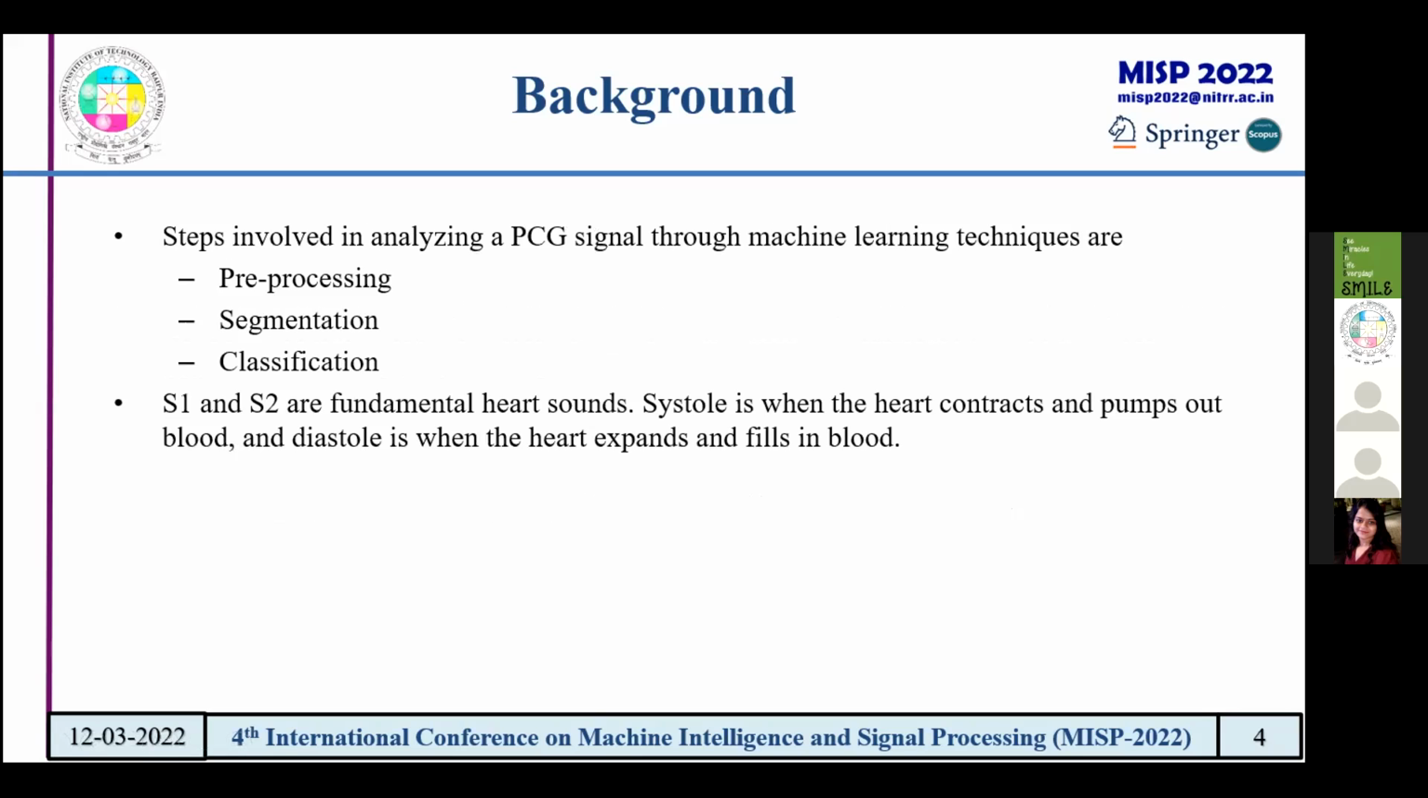So for analyzing any PCG signal for prediction of heart disease, mainly three steps are required. One is pre-processing, second is segmentation of the audio signal, and the third is classification. In pre-processing, each audio signal in the data set that we take might be recorded in different environmental conditions. So the voltage levels of the audio signals, or the ambient noise present in the room where we record the audio signal, may vary.